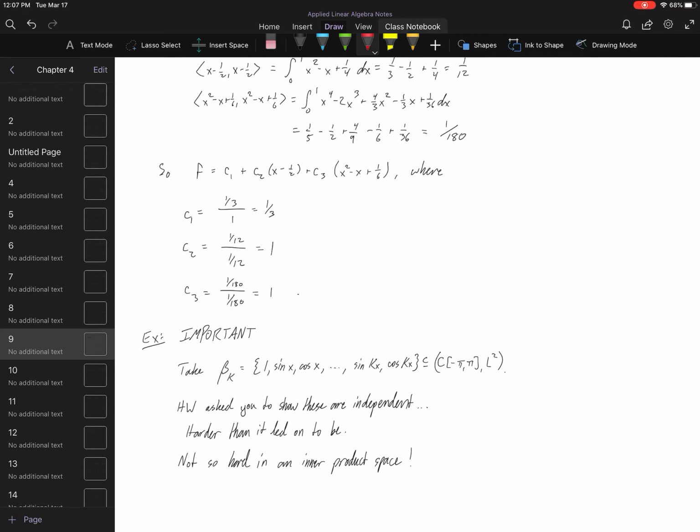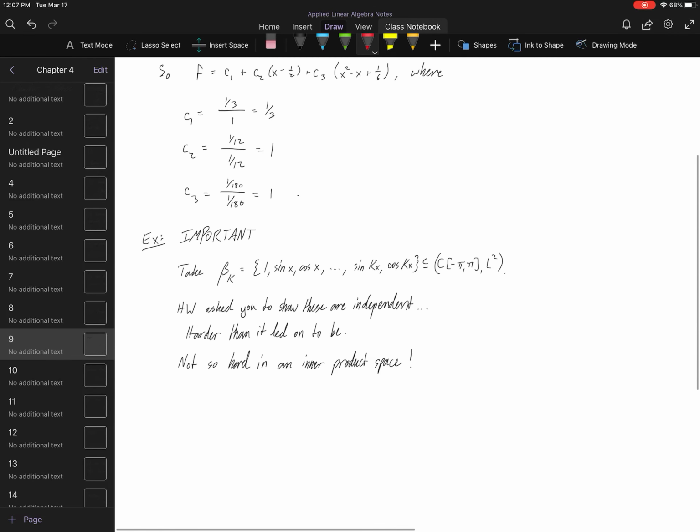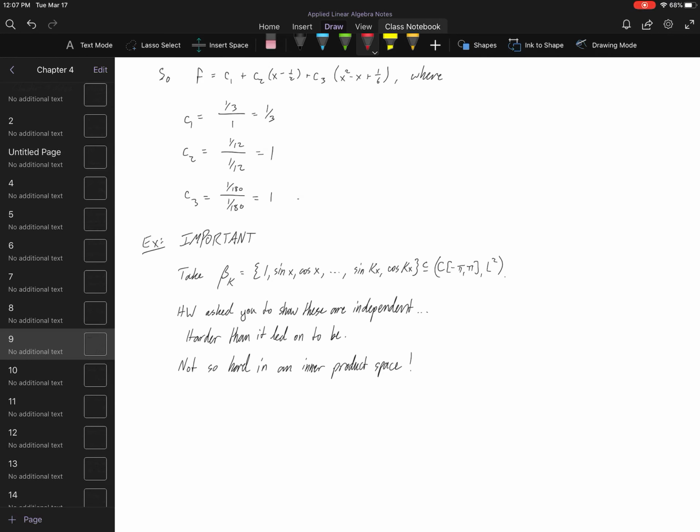And as a final note, this is the last little bit of the section, so I'll end on this example here with the Fourier basis. In homework, it was actually an extra credit problem. Last time I taught this class, it was an honest-to-goodness homework problem.